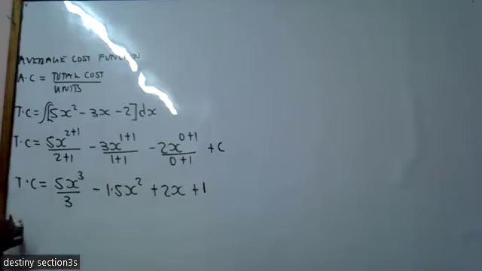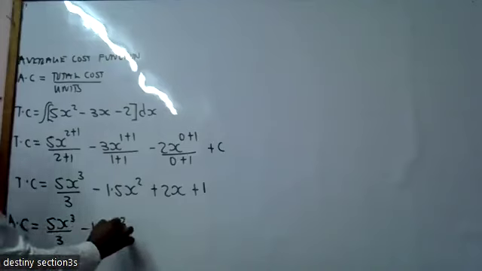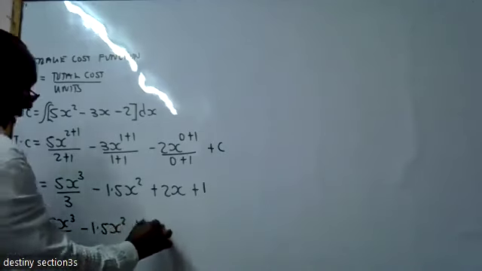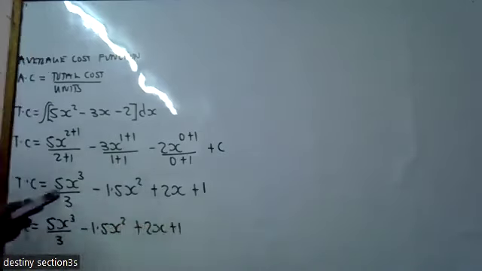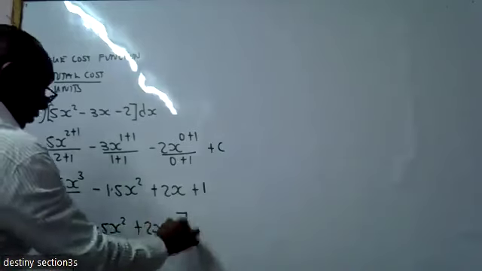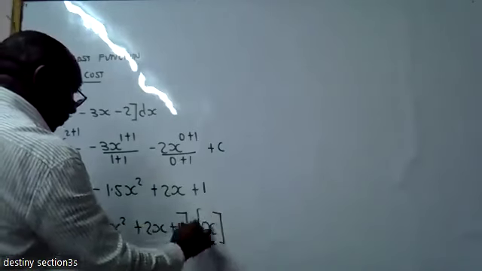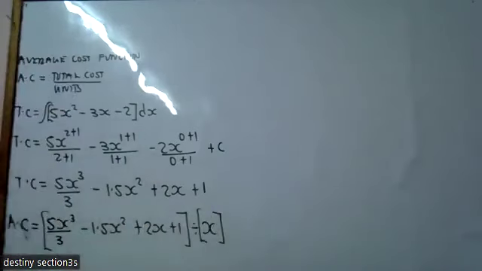So the average cost then will be 5x cubed out of 3 minus 1.5x squared plus 2x plus 1. Now the whole of this, you divide by x. The whole of that.